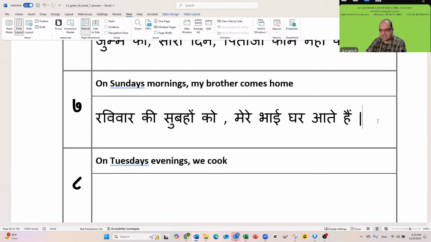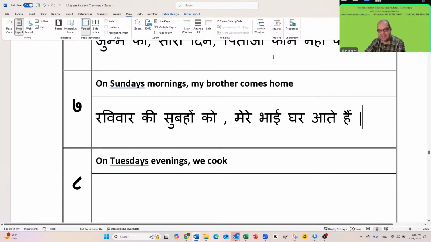I think Ishan said "आता है" and I said "आते हैं". So which one of us is probably wrong? Am I wrong or is Ishan wrong? You said "आते हैं", and he said "आता है". I said "मेरा भाई घर आता है" and I said "मेरे भाई घर आते हैं".